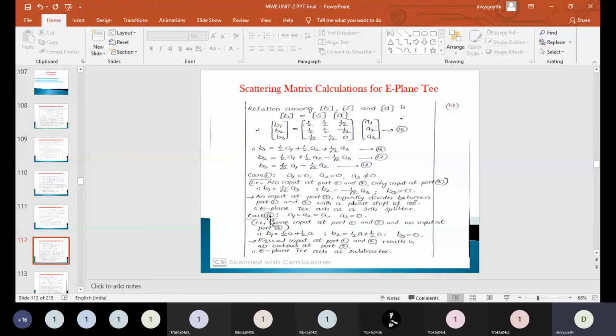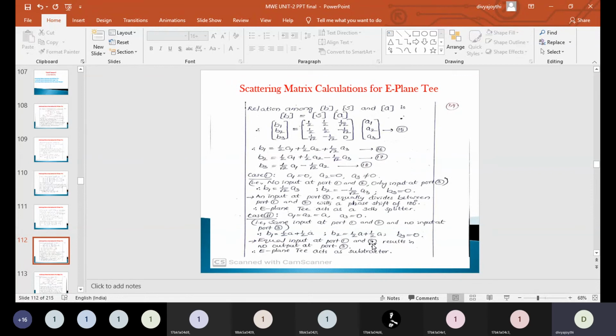Okay, and case 2. What is case 2? The A1 and A2 values will be the same. That same value is nothing but A, and A3 is going to be 0. So after substituting this, what are we going to get? Substitute A1, A2 as A and A3 as 0 in the three equations. Then we'll get three different equations for B1, B2 and B3. So B1 is equal to 1 by 2 A plus 1 by 2 A, and B2 is 1 by 2 A plus 1 by 2 A, and B3 is going to be 0.